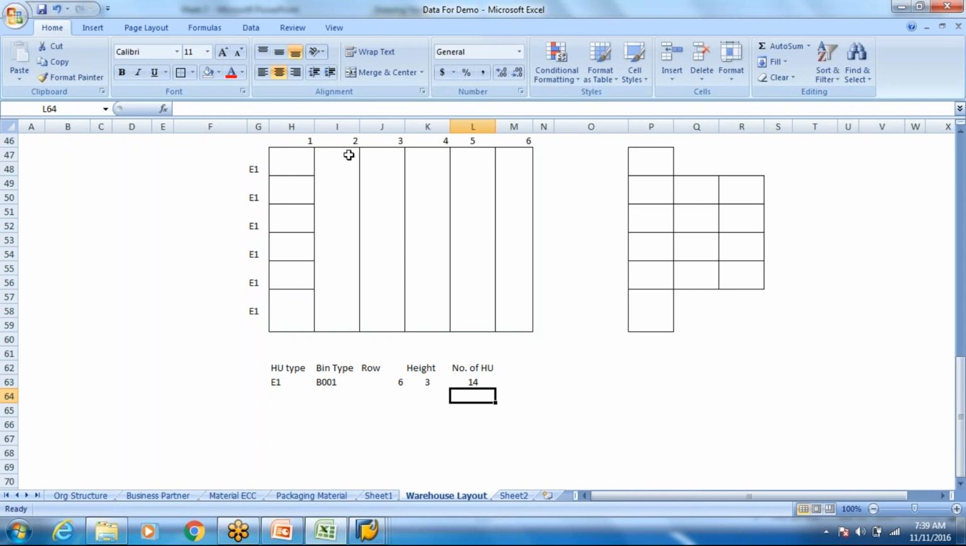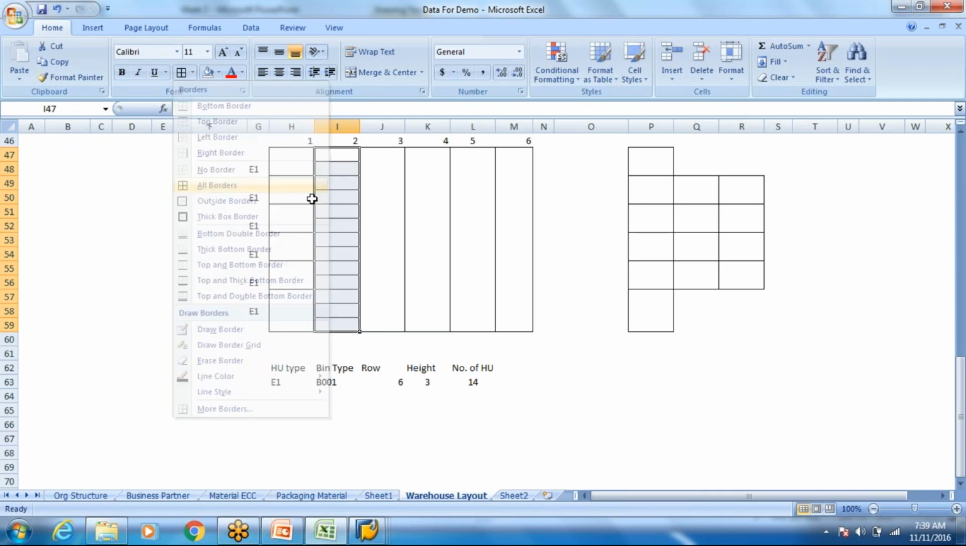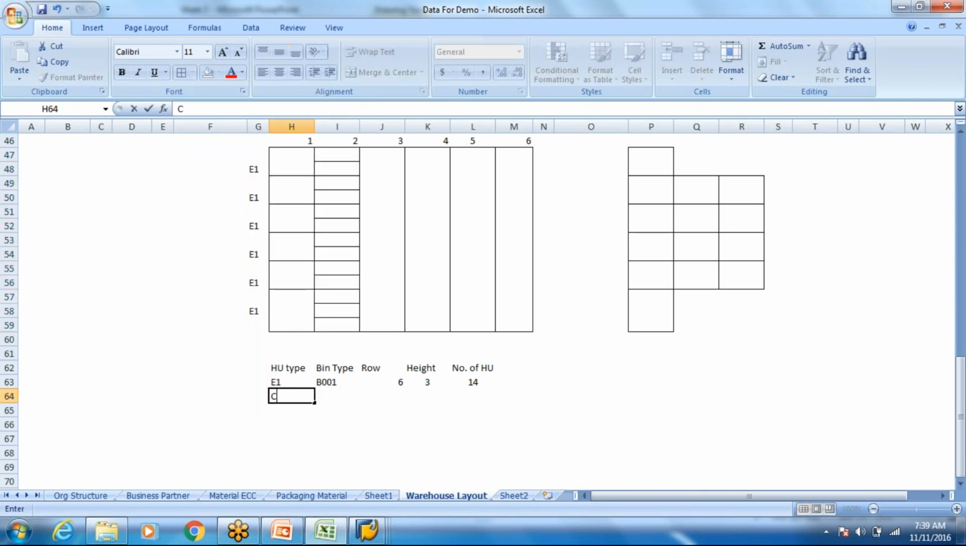Okay. So let's say tomorrow, for example, it comes in cartons. In that case, I'll do something like this. I'll say if it comes in carton C1, I can store 13 in one row into B001. And this is purely HU, right? We are not looking at how many cartons will store. Let's say a carton stores 1 pump, but a Euro pallet stores 4 pumps.